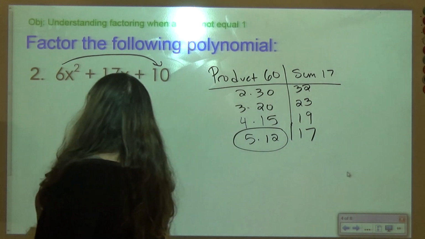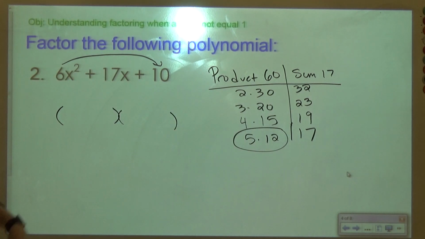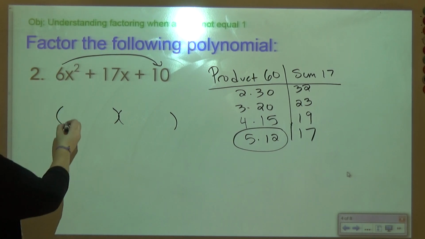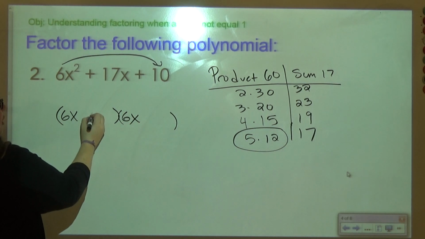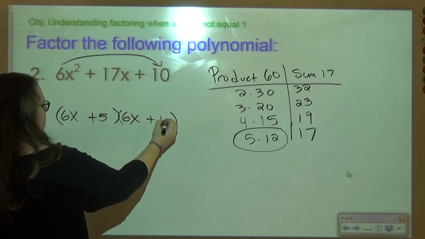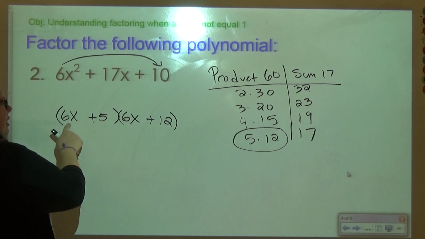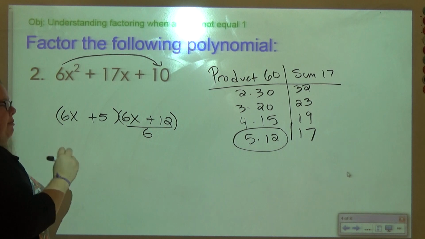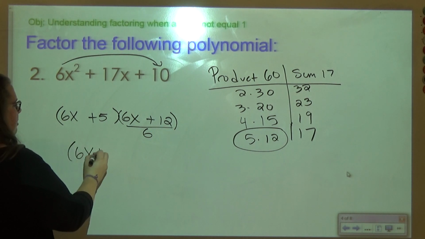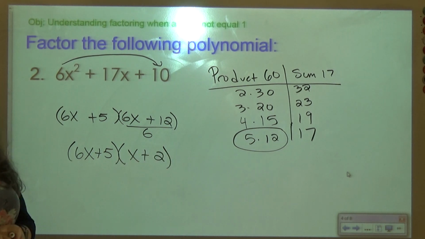So now remember, I don't know where my 6 goes, right? There's that 6 in front of x squared, so I'm going to put it in both spots. And then my 2 numbers I found are plus 5 and plus 12. And then I'm going to look, where do I have an extra 6? I have an extra 6 right now. I have to get rid of it. Can I divide by 6? Nope. Can I divide by 6? Yes. Divide by 6. 6x plus 5 and x plus 2. And we're done.